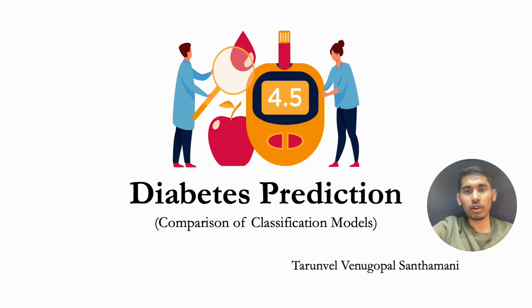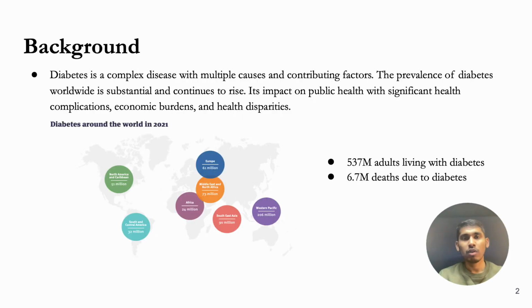Hello everyone, today I'm going to present about a diabetes prediction model by comparing three different classification models. Diabetes is a complex disease with multiple causal factors. According to the Center for Disease Control and Prevention, nearly 11% of the population in the US have diabetes.